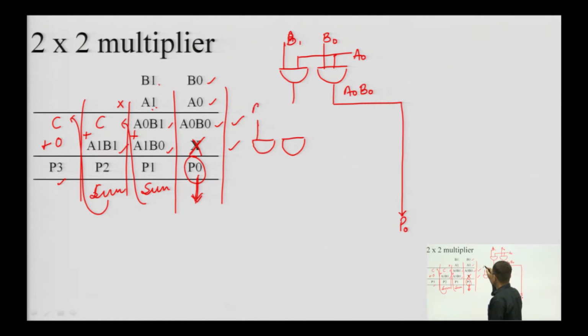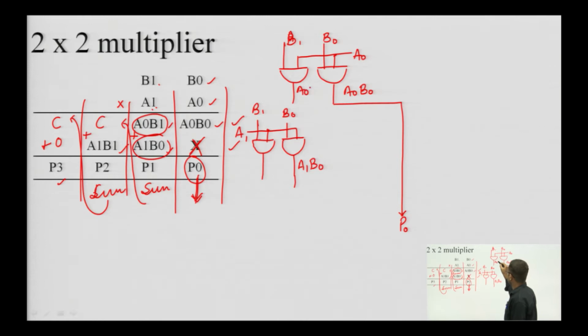So, this will be B 1, this will be B naught, and both will be multiplied by A 1. So, these two products will be generated. Okay. So, now this is your A 1 B naught. So, this A 1 B naught will be added to A naught B 1, which is this one A naught B 1. So, these two things are to be added. Okay. So, we can use a half adder.